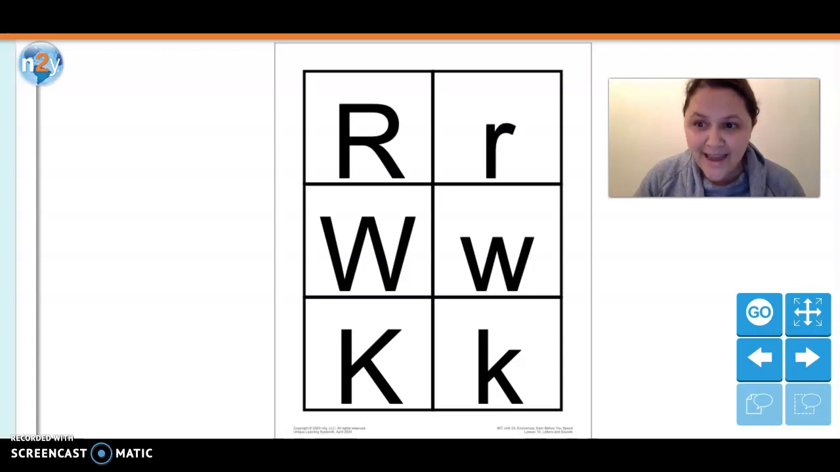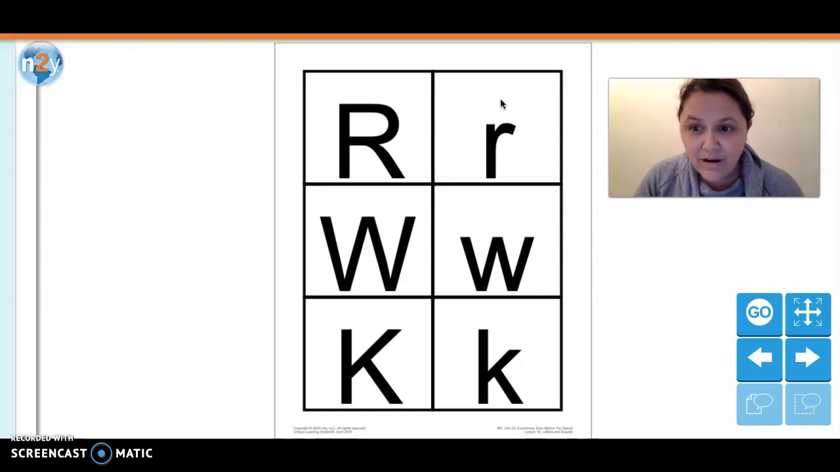Hey, so today we're going to be discussing our fourth consonant in our unit, and that is the letter R. And right here is the capital R, and right here is the lowercase r. And they make the R sound.